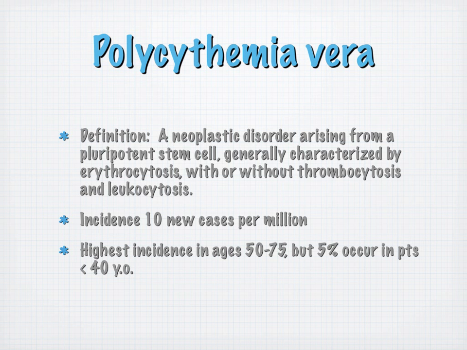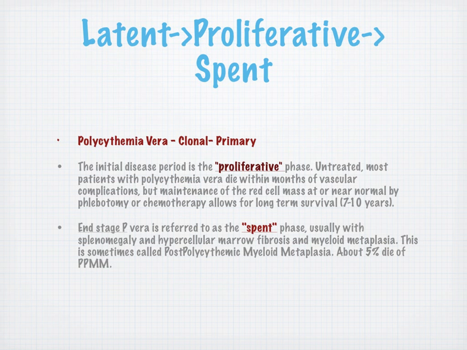Okay? Or you could have it with an increase in your thrombocytes and your leukocytes. Incidence is 10 new cases per million people, and I'm going to go with annually. And highest incidence in ages 50 to 75, but 5% of these polycythemia vera cases occur in patients less than 40 years old.